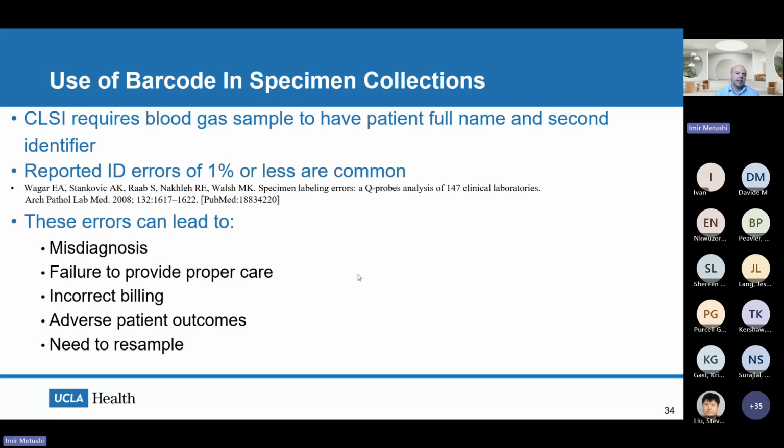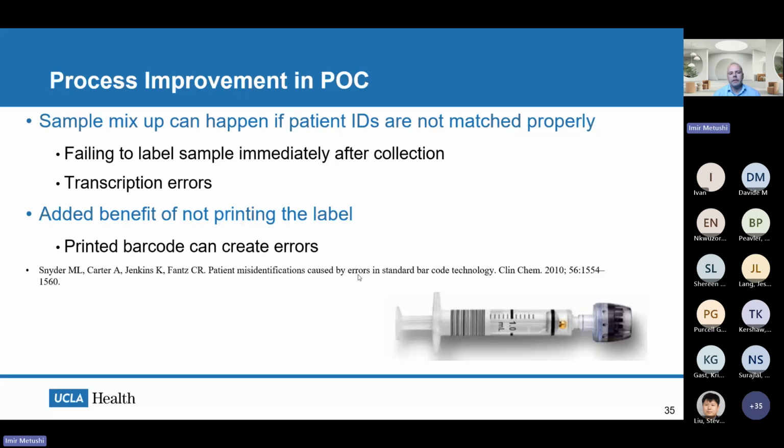And errors in patient identification can result in minimally bad things or severely bad things, depending on the type of situation. You can have something that leads to incorrect billing, but also the need to resample, all the way to something that can be an adverse outcome for the patient or misdiagnosis and failure to provide proper care. All this dips into resources. So if there are solutions to overcome this, that's definitely another step in the right direction. And there are some solutions where this barcode, instead of being printed, is embedded into the tube. In this particular case, it is a syringe, a blood gas syringe.